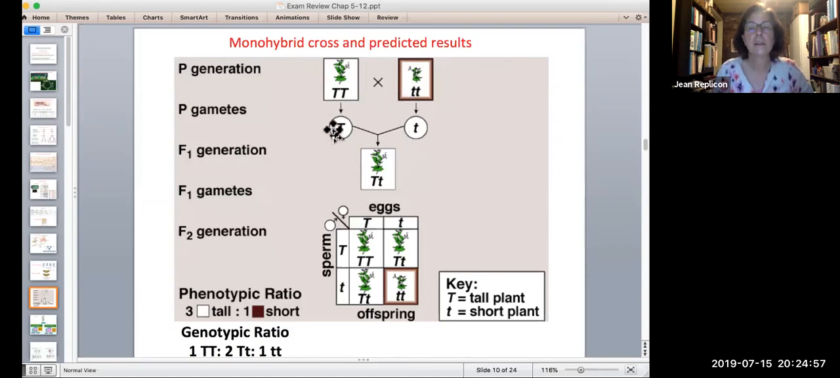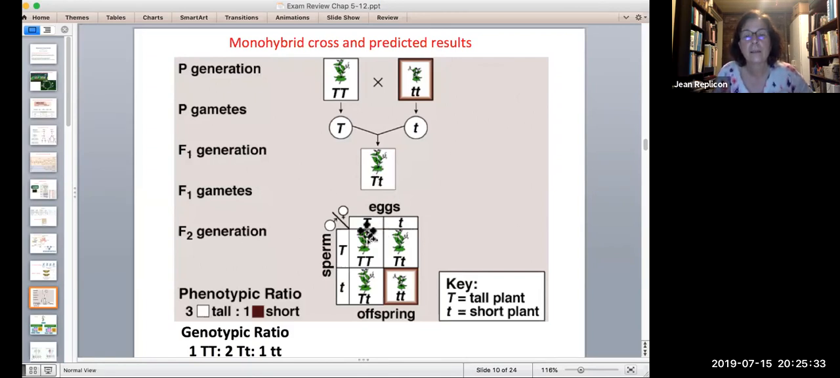The only thing that can result from this cross, this is the P generation, the only thing you can get in the F1 generation is a capital T, small t, because that's all these parents have to give if they're pure breeding. And if we then take this one step further, in monohybrid crosses it's very typical to take the offspring of the F1 generation and cross it with itself, or with a similar plant that was the result of this crossing.